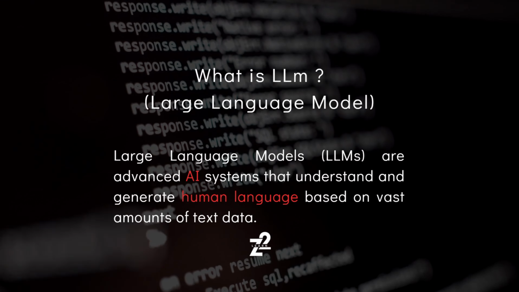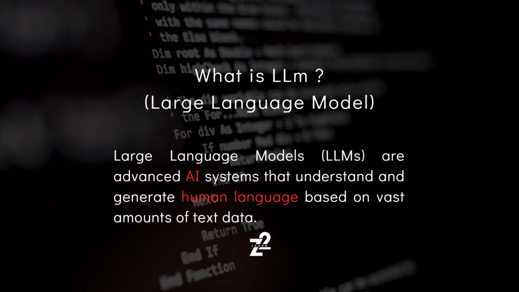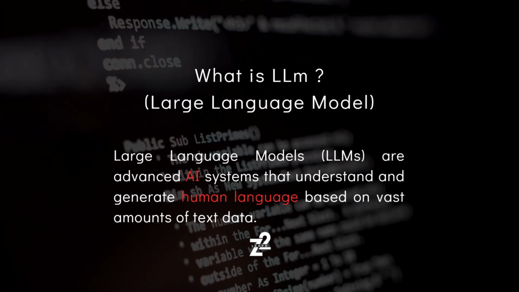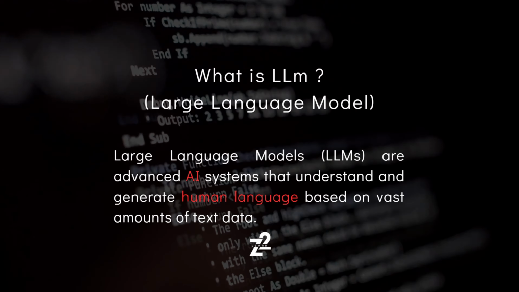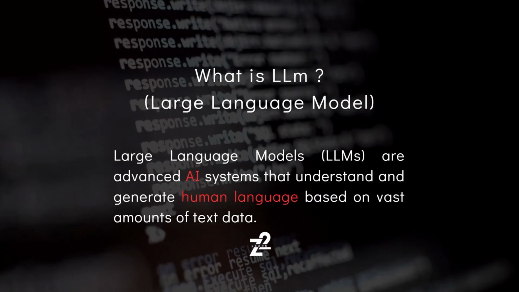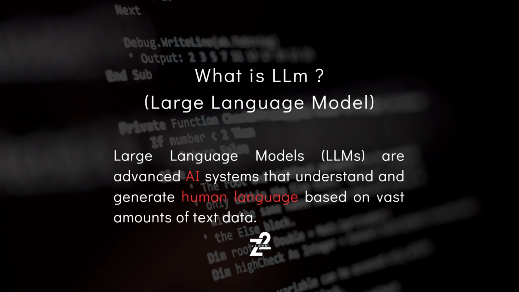An LLM is a large language model, an advanced AI system that understands and generates human language based on a vast amount of text data. LLMs are trained with a large amount of data which is available in this world, and they give us information related to what we ask.